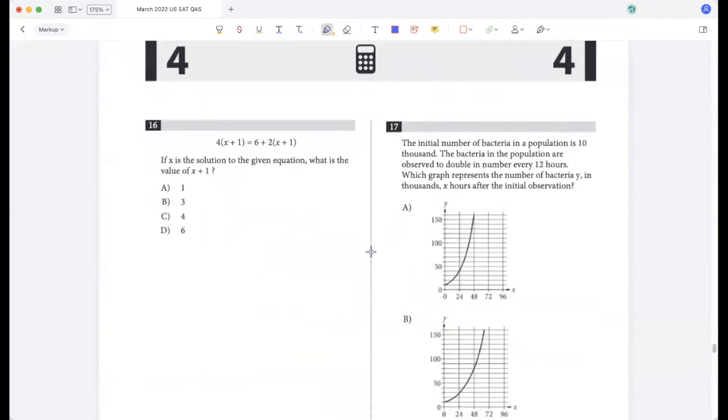If x is a solution of this equation, what is the value of x plus 1? So 4 times x plus 1 is 6 plus 2 times x plus 1. So 2 times x plus 1 is 6, so x plus 1 is 3.